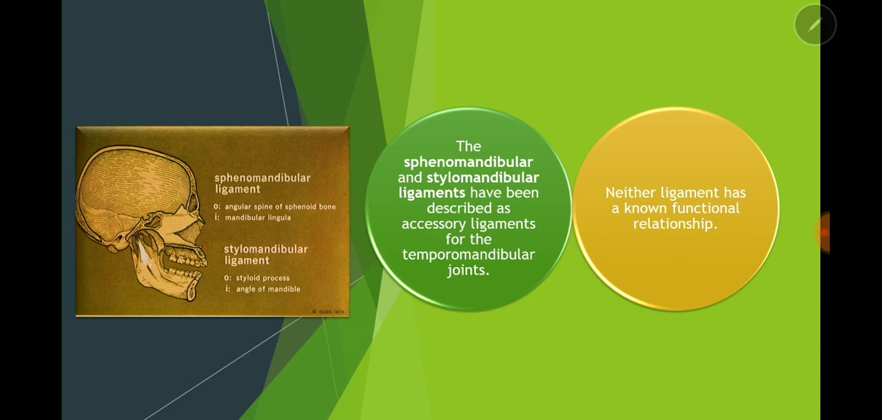The sphenomandibular and stylomandibular ligaments have been described as accessory ligaments for the TMJ. However, neither ligament has a functional relationship, even though they are called stylomandibular, sphenomandibular. But one of the functions is they limit maximum opening. So you don't want to open too much. And there's a disease in which you have a calcification of the styloid process. Remember, the stylomandibular ligament attaches to the styloid process, and so sometimes when there is a calcification of the stylomandibular ligament, you can have some headaches when turning. You have to keep that in mind.